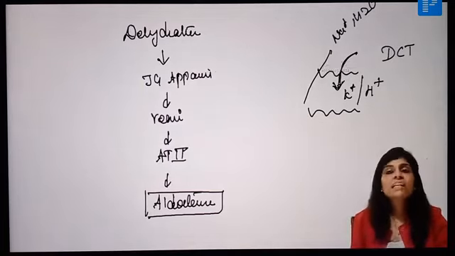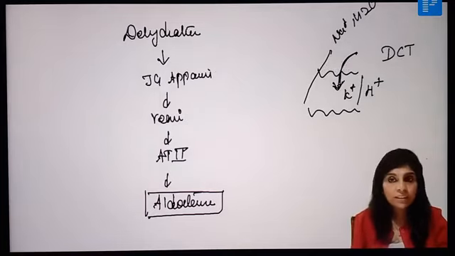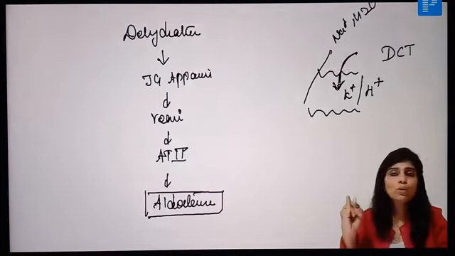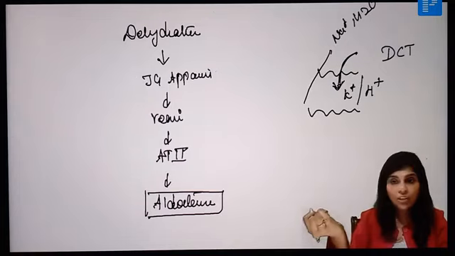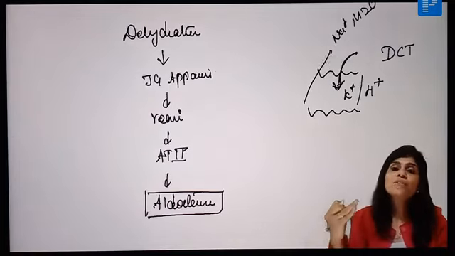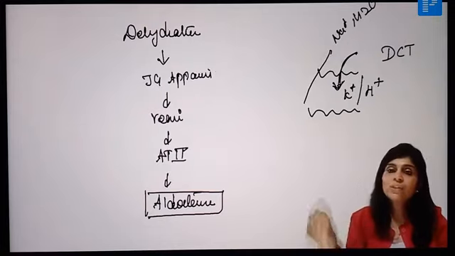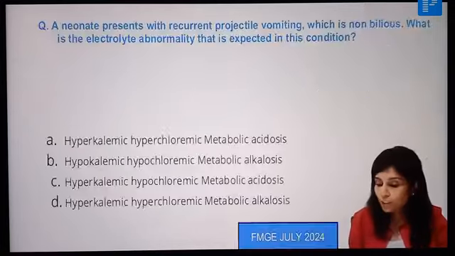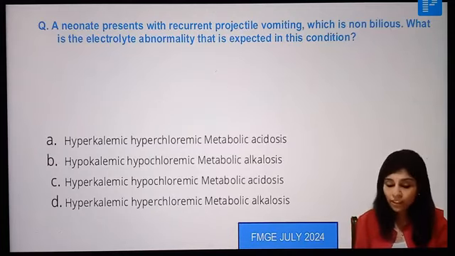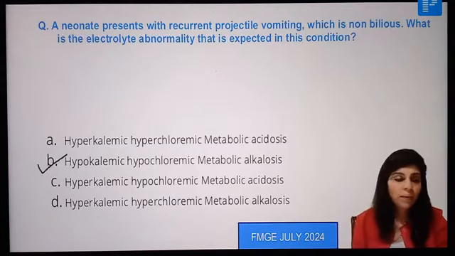And that is why in severe or projectile vomiting, you see hypochloremia because chloride is getting lost. Hypokalemia because of secondary hyperaldosteronism. Metabolic alkalosis, again because of secondary hyperaldosteronism. So nobody should forget this. Projectile vomiting causes hypochloremic, hypokalemic metabolic alkalosis.